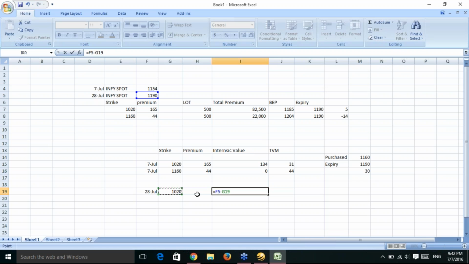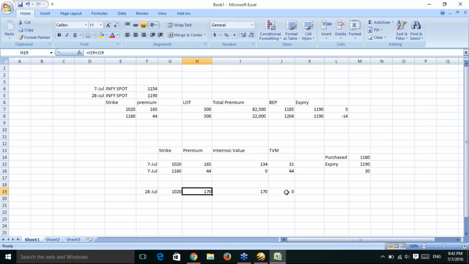Now, what should be the premium on 28th of July for a strike price of 1020? The premium is intrinsic value plus time value, and intrinsic value is spot minus strike. So the spot is 1190, I believe, and the strike price we purchased at before was 1020. So the intrinsic value is 170. And on the date of expiry, the time value will be how much? 0, because you don't have any days remaining, so you cannot charge any time value. So technically, the premium should be the intrinsic value plus the time value. So 170 will be your premium.